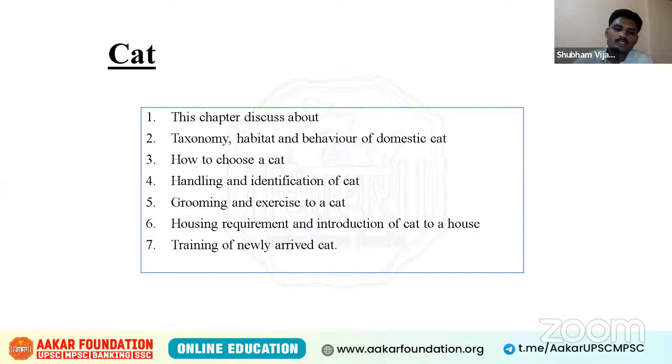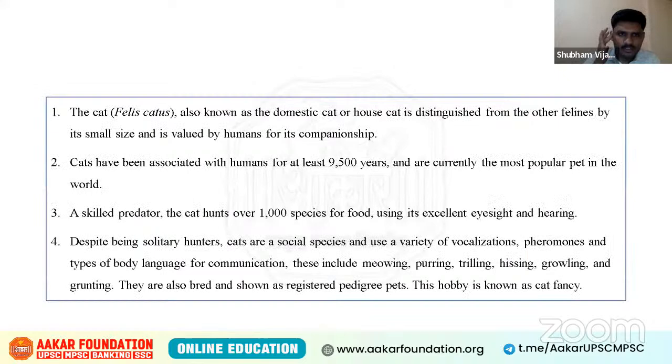Now the next pet animal is the cat, and here also we'll learn a few important characteristics of cats, not exactly in the way of dogs, but we'll be more specific in the case of cats. Taxonomy, habitat, behavior of the domestic cat, then how to choose a cat, handling, identification, these different things are there, but we'll take a few among these. First of all, history.